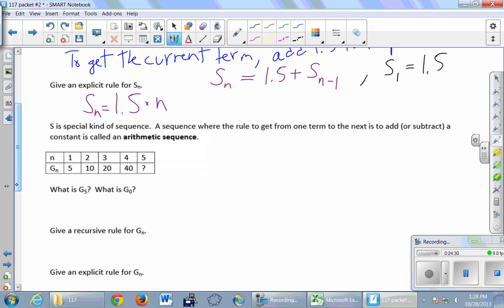Okay, let's move on. Where are we now? Brandon? S is a special. Okay, so that's a special one right up there. If you have to keep adding the same number, like 1.5 in this case, it's called an arithmetic sequence.